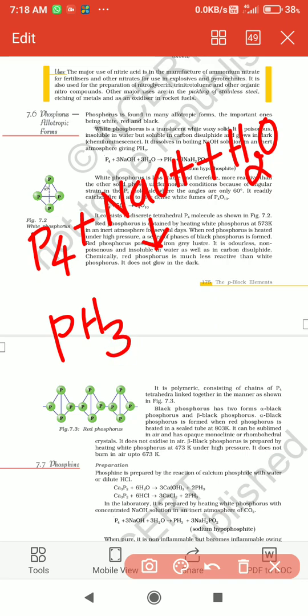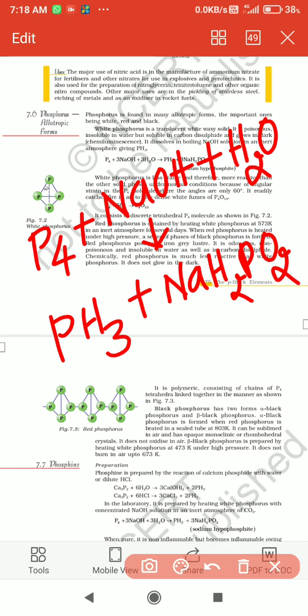PH3, phosphine, will be produced, and along with it sodium hypophosphite, NaH2PO2, will be forming. That is called sodium hypophosphite.